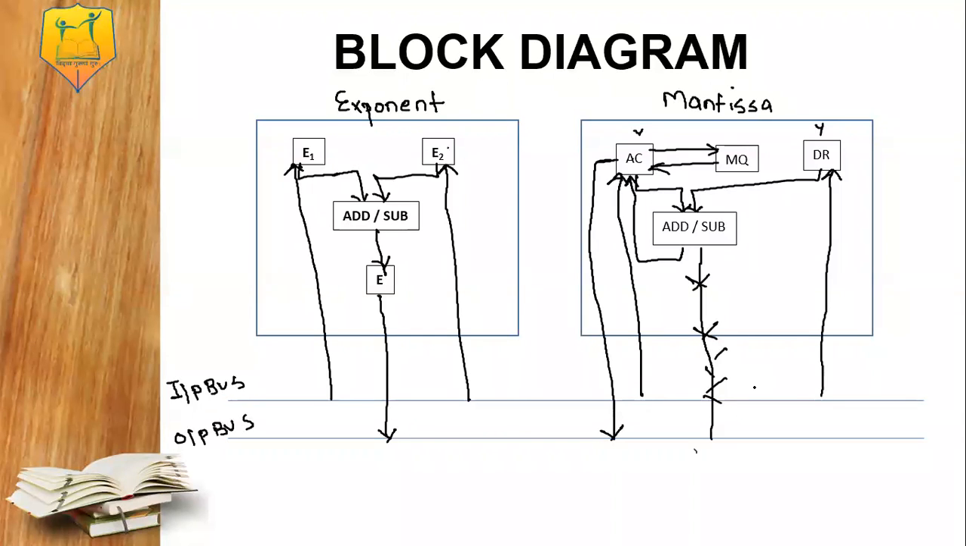Once the exponents become equal, then add the required mantissas. The shifting is done with the MQ register. Then the final mantissa that you add will be stored in the AC, and that AC gives it to the output bus, and that is your finalized output. Understand or not? Okay, obviously I wish you have understood this.